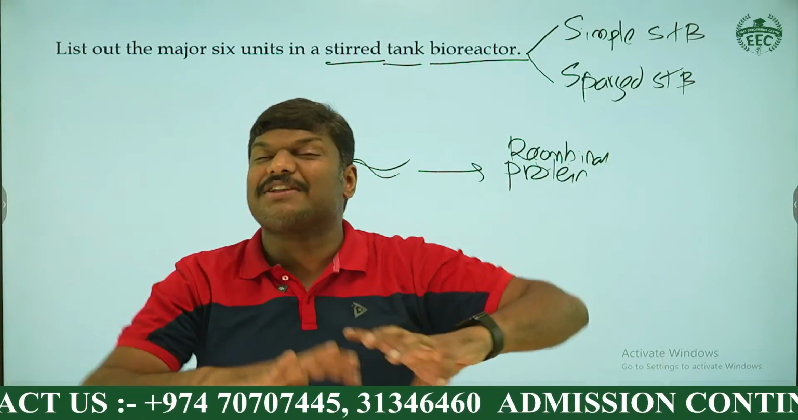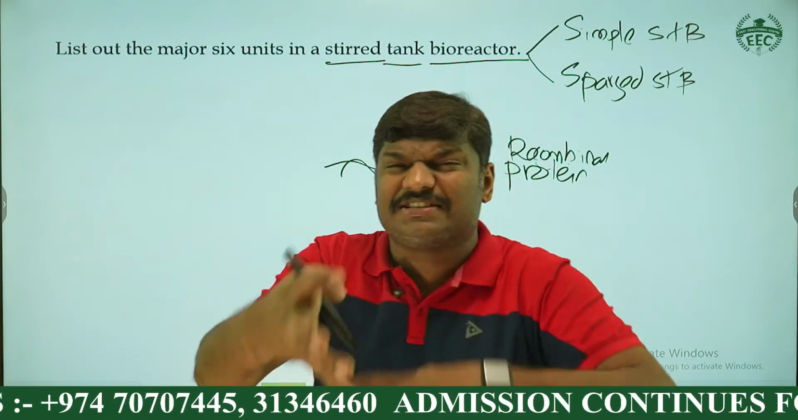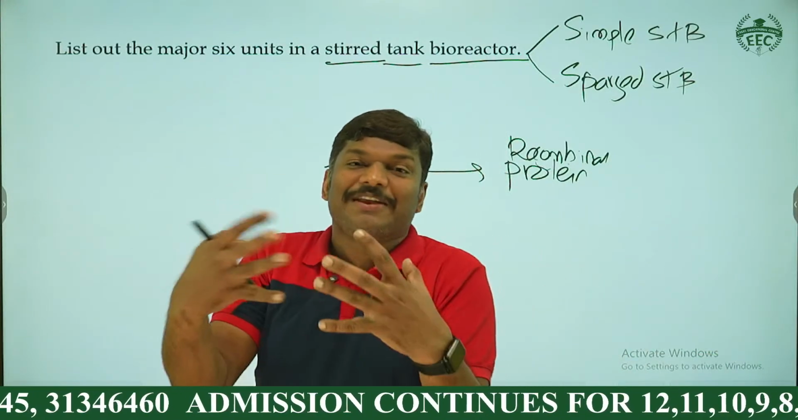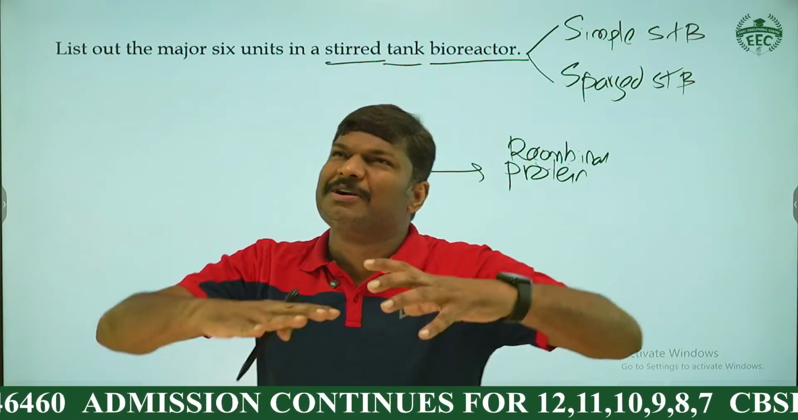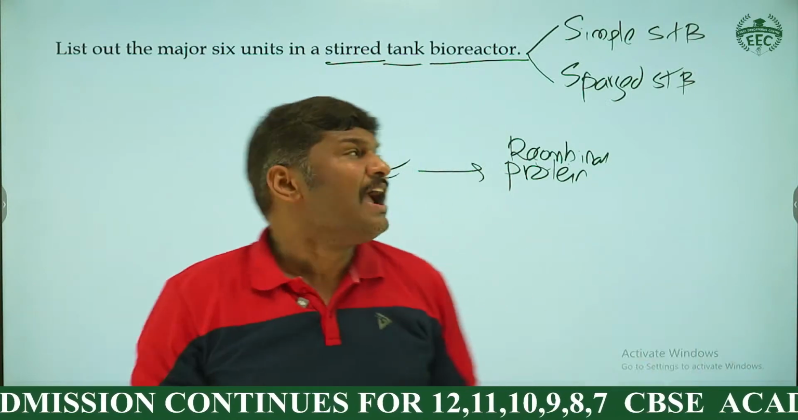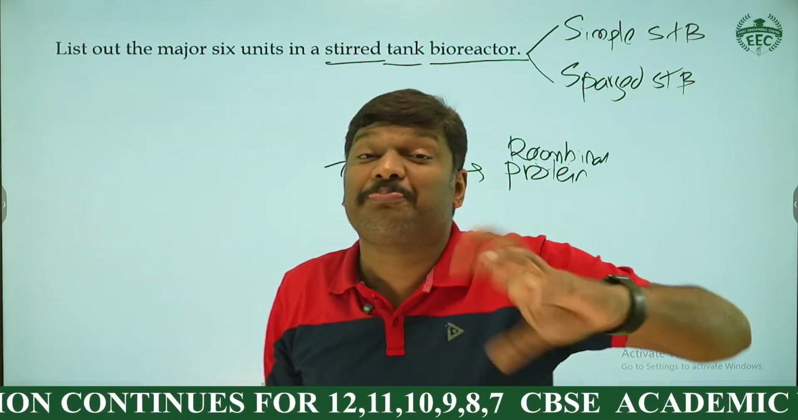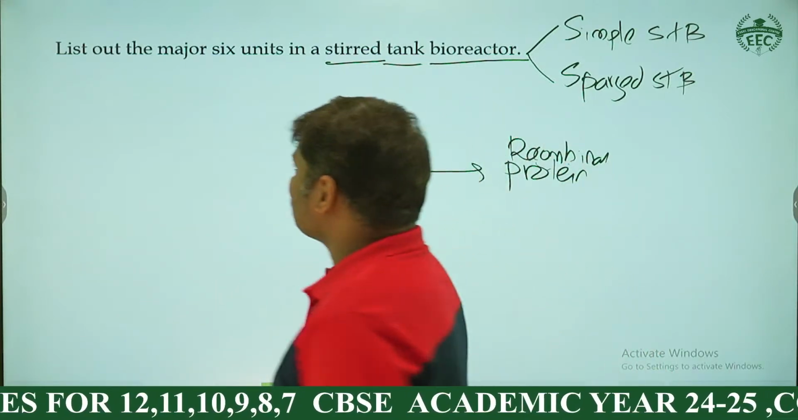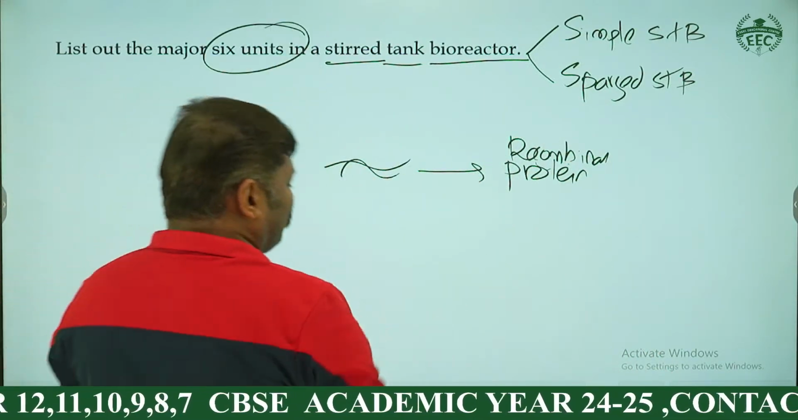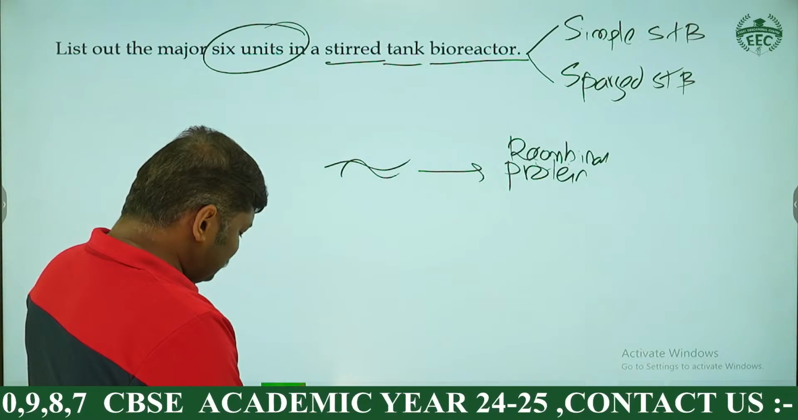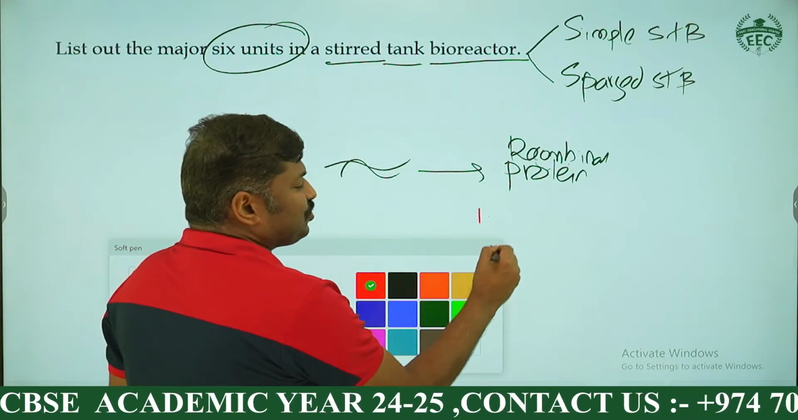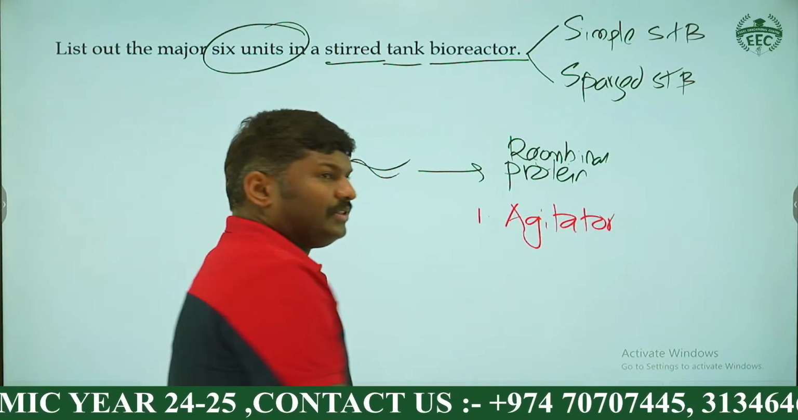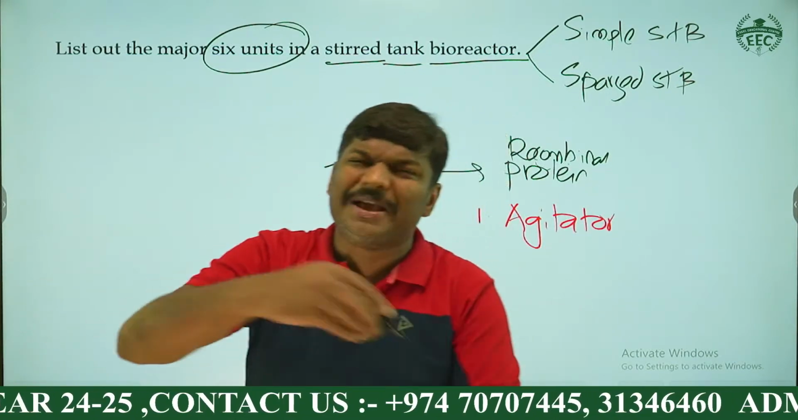The sparged stirred tank bioreactor is always in contact with air bubbles. Because the bubbles give more surface area, it is called sparged. The bubbles are sparged, my dear students. Here, what is the question actually? List out the major 6 units. So what are the 6 units, one by one? I will explain one by one. The first one: there should be an agitator, or stirrer, to mix all the contents.